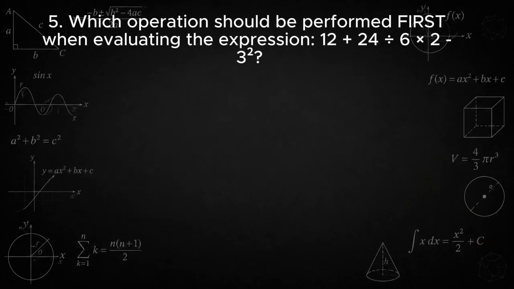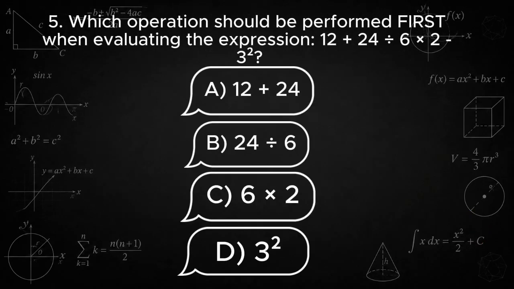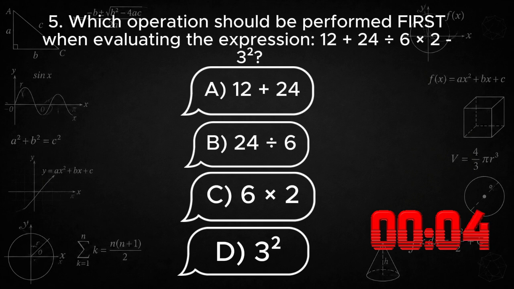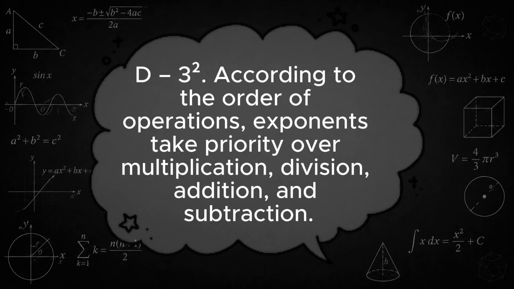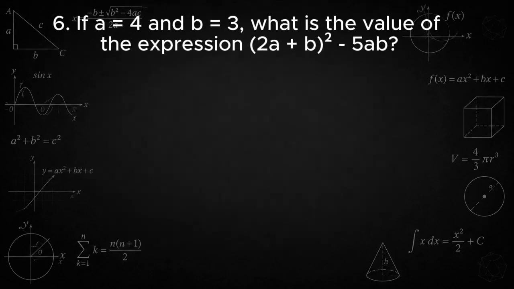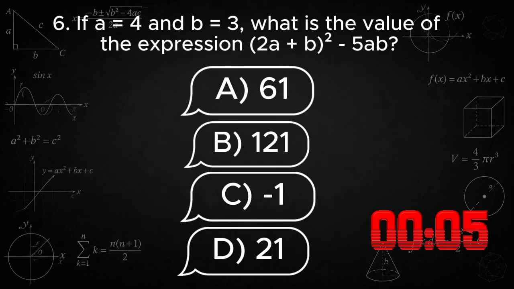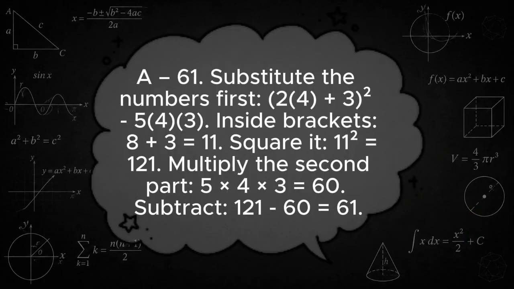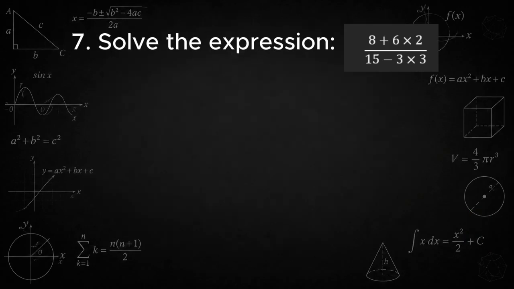5. Which operation should be performed first when evaluating the expression 12 + 24 divided by 6^2 - 3? 6. If a equals 4 and b equals 3, what is the value of the expression 2a + b squared - 5ab? 7. Solve the expression.